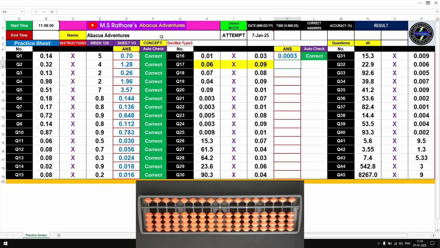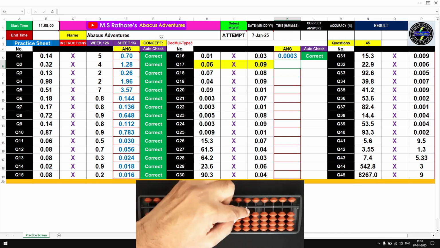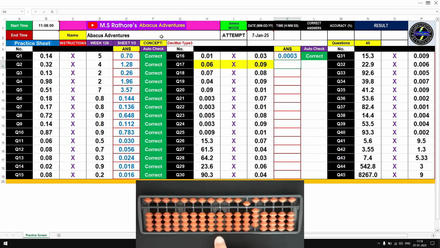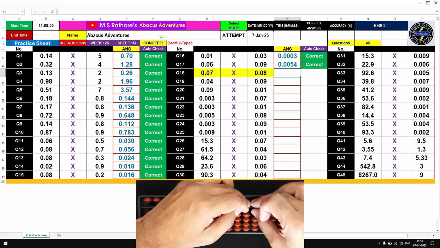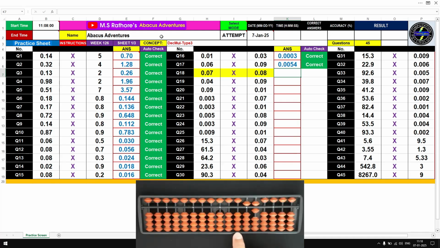Question number 17 is similar to question number 16. There is a 0 after the decimal point in the multiplicand as well as the multiplier. So both the zeros after the decimal point make -1 plus -1, that is -2. Let's start from -2. And the question now is 9 6s are 54. So the answer is 0.0054. Question number 18, 0.07 multiplied by 0.08. We have to begin from rod number -2 here. 8 7s are 56 and the answer is 0.0056.